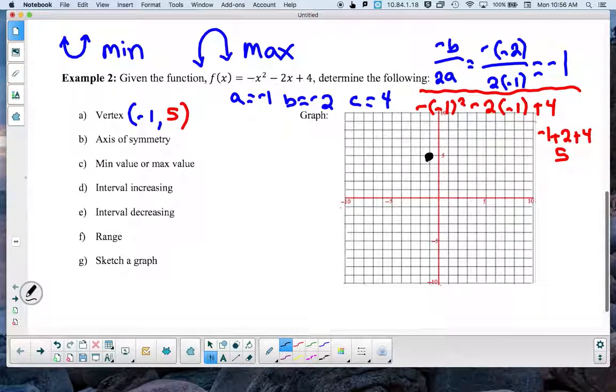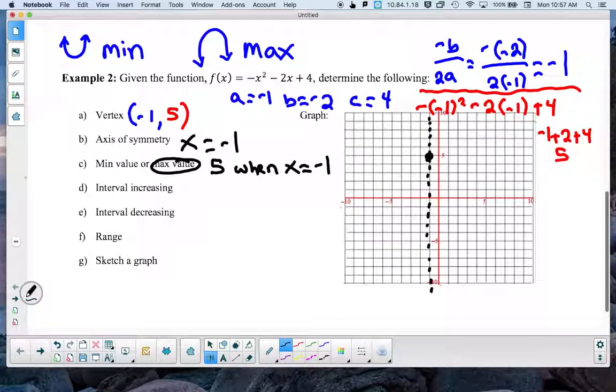The axis of symmetry always travels through that vertex, so dotted line traveling through. It's a vertical line. That's going to be x equals the number of the x portion of your vertex, so x equals negative 1. The a value is negative here, so I know this parabola is going to open down. If it's opening down, it's going to have a maximum value. The maximum value is at the y portion of your vertex, so there's a maximum at 5 when x is negative 1.